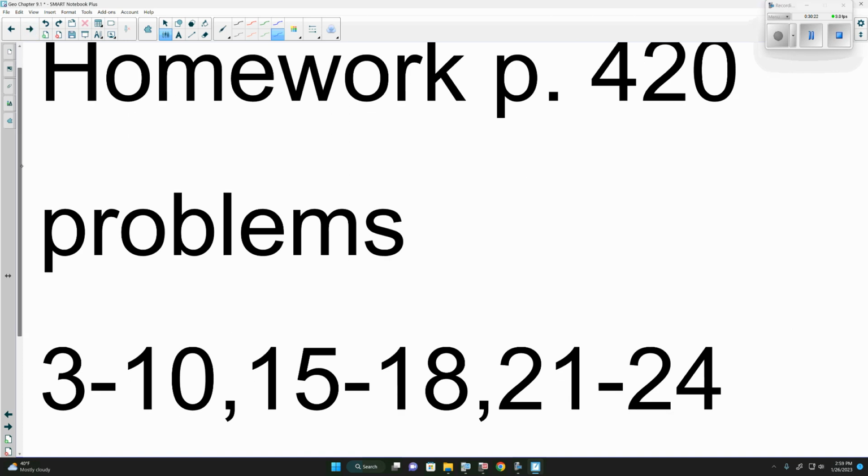And that is it. Page 420, 3 through 10, 15 through 18, 21 through 24.